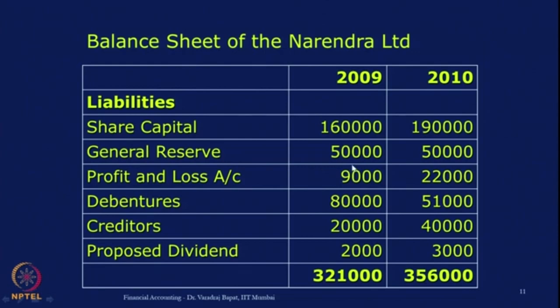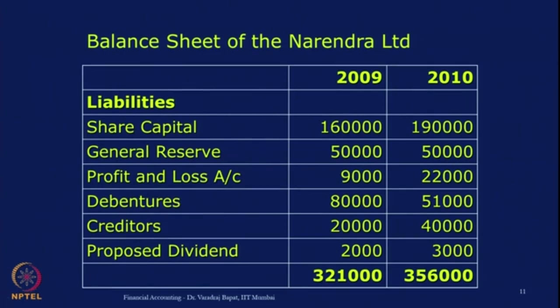Which type of item is it? Actually, there is no change, so nothing has happened. Just tick it or put a dash or something like that. Next is the P&L account. Now, this is not the profit and loss account.